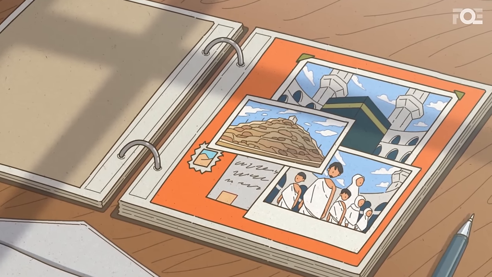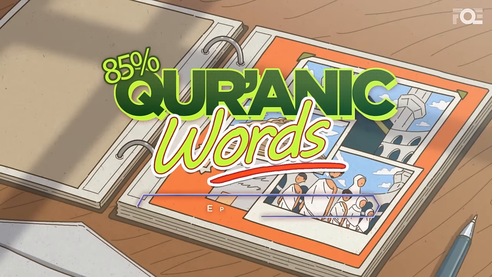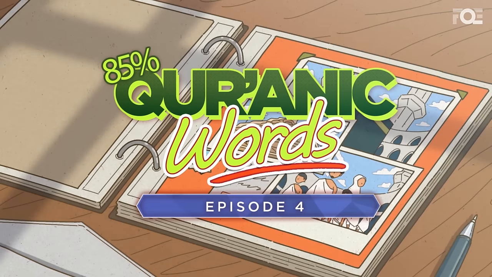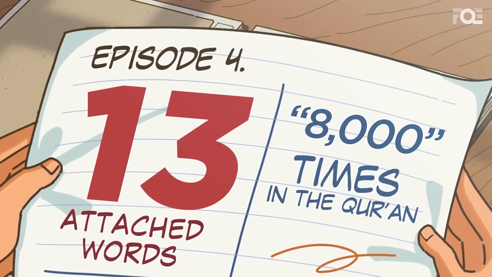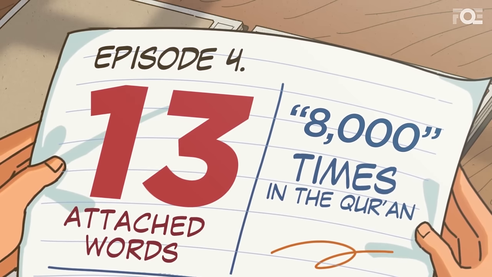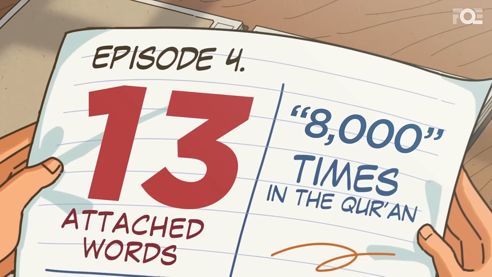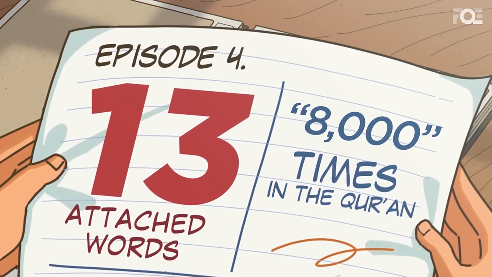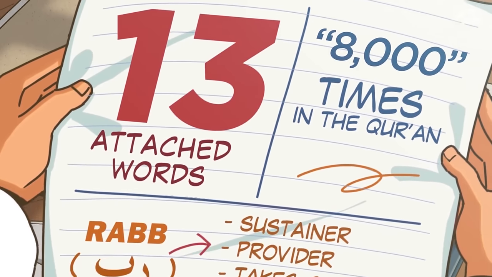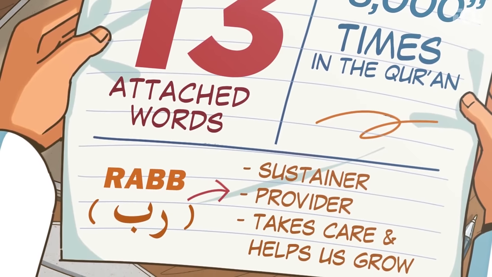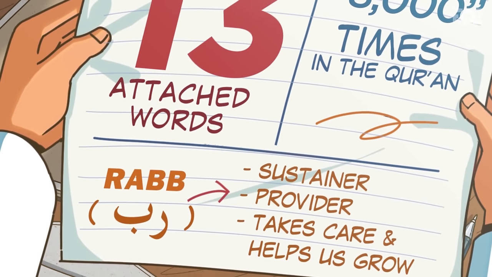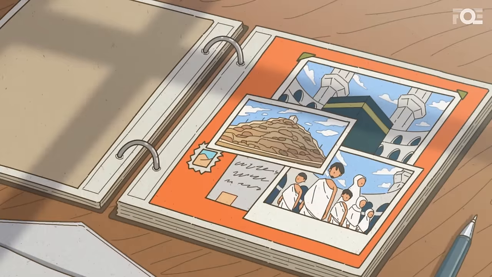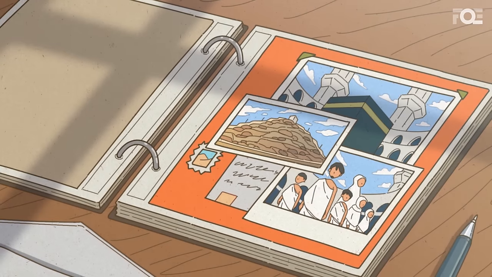Assalamu alaikum and welcome to the series 85% Words of the Quran, word list number 4. We will take 13 attached words which occur in the Quran almost 8,000 times. That is, in almost every line of the Quran. To learn them easily, we will use the word Rabb with them. Rabb means sustainer, provider, the one who takes care of us and helps us grow. So, are you ready? Let us start.